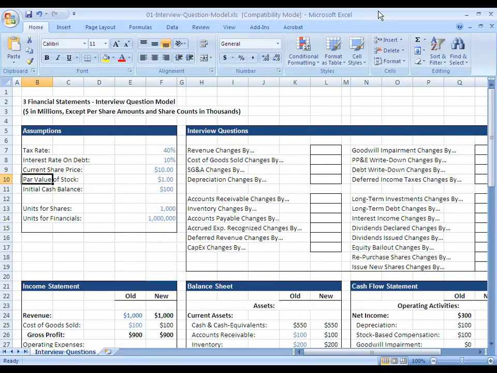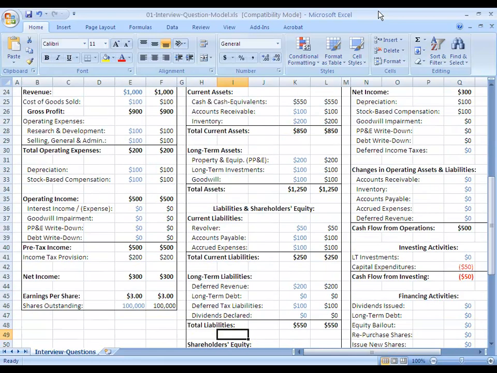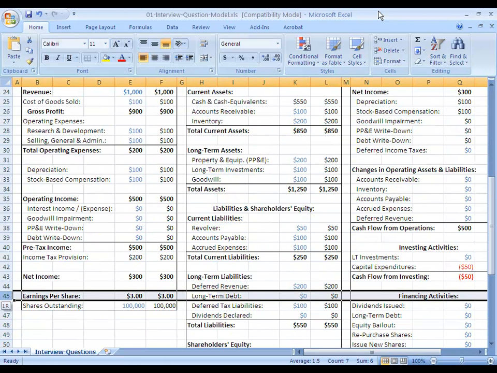In this video, we're going to take a look at what happens when a company raises debt and then pays off debt. You're probably familiar with what exactly debt is, but just to recap, debt is something that always shows up on the liabilities and shareholders' equity side of the balance sheet.